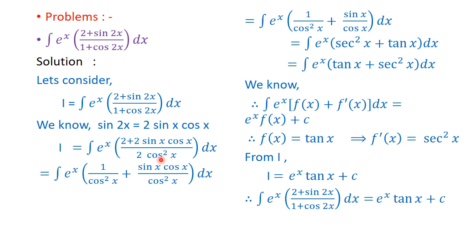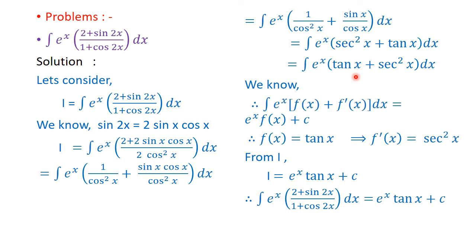Now there is a single term at the denominator, so we can separate the terms as 1 by cos square x plus sin x cos x upon cos square x dx. Therefore, I is equal to e raised to x, and 1 by cos square x means sec square x. Here one cos x gets cancelled from numerator and denominator, and we have sin x by cos x, but sin x by cos x means tan x. That is, e raised to x into (tan x plus sec square x) dx.